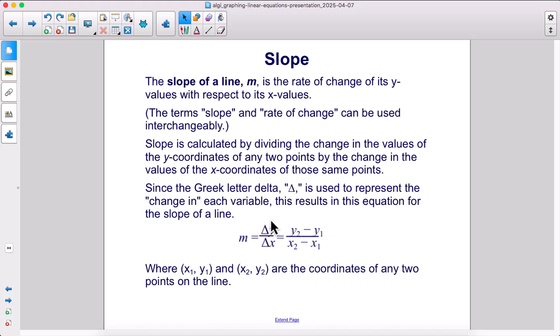m is the change in y over the change in x, which is y2 minus y1 divided by x2 minus x1, where (x1, y1) is one point and (x2, y2) is the second point, 2 different coordinates of any 2 points that are on that line.